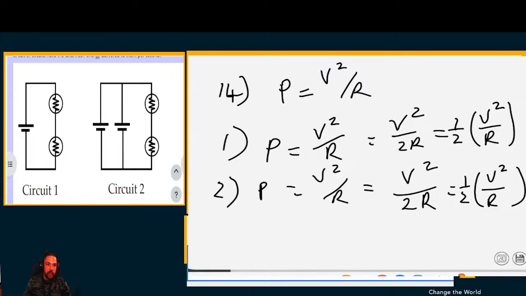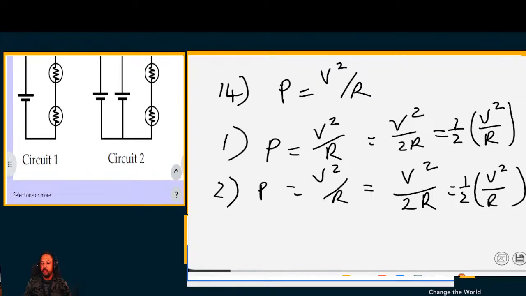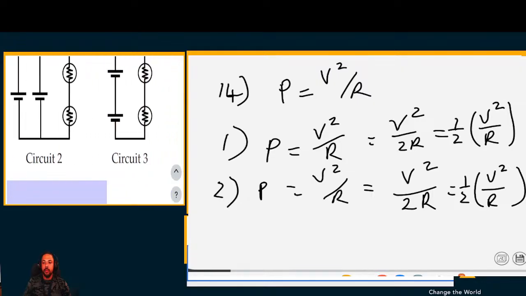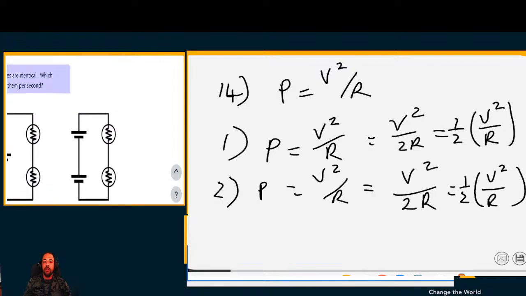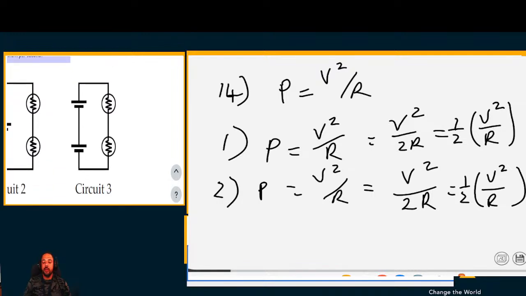Okay, let's look at circuit number 3. Circuit 3, there's circuit 3. In this case, a wonderful thing happens. The batteries are now in series. Can anyone hazard a guess? What's the voltage going to be for batteries in series?